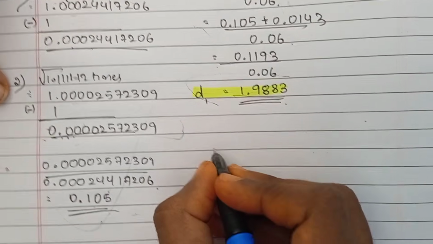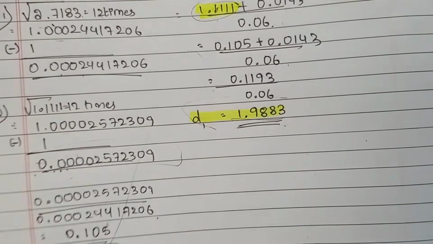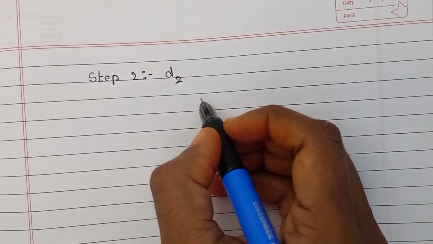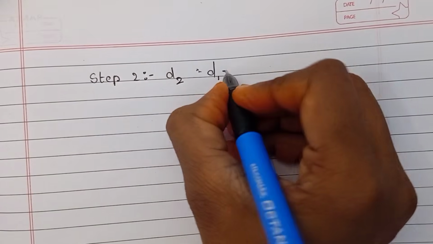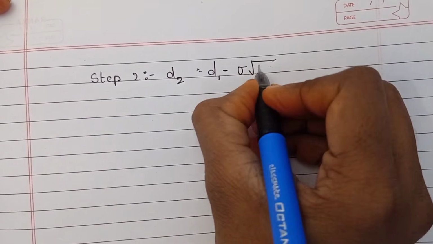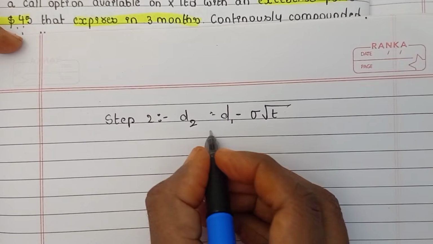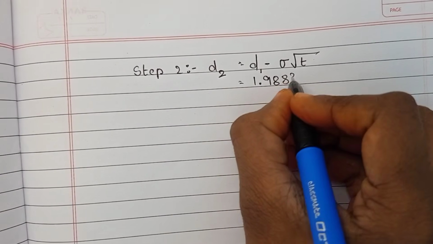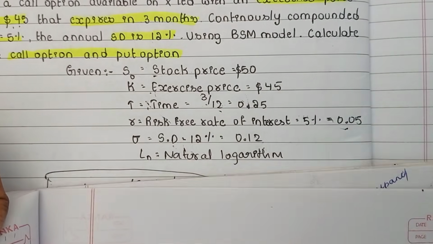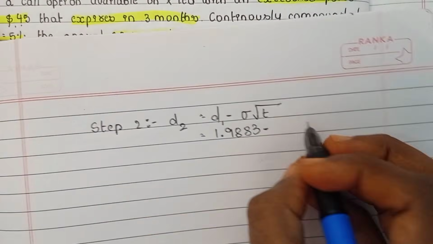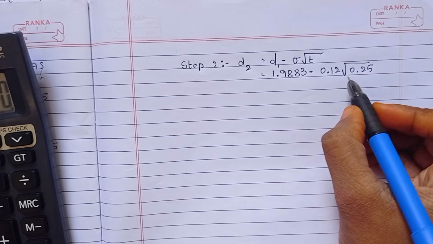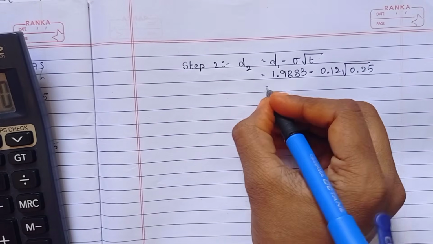Step 2 is, so the next procedure is to identify the D2 value. So D2 formula is D1 minus standard deviation root of time. Okay, so D1 value I have identified, that is 1.9883 minus standard deviation value is 0.12. So 0.12 square root. So the t value is 0.25. Let's simplify this.